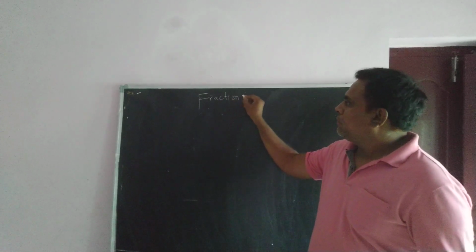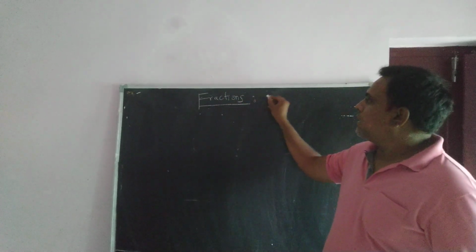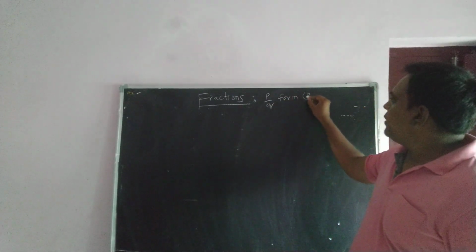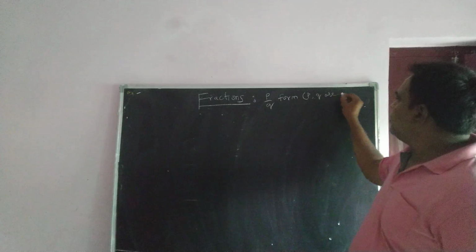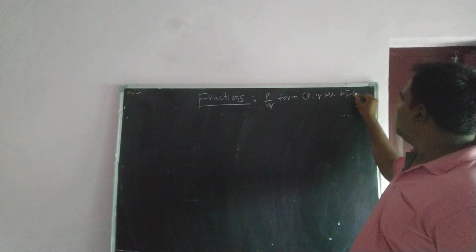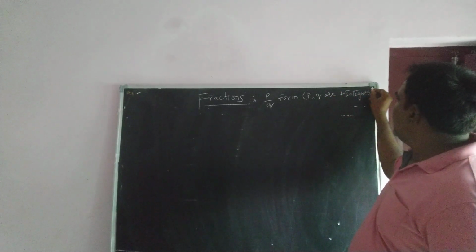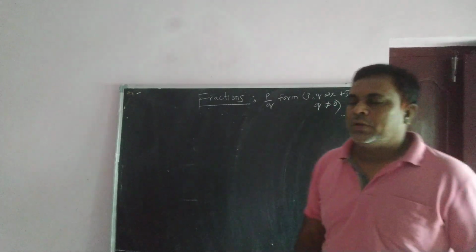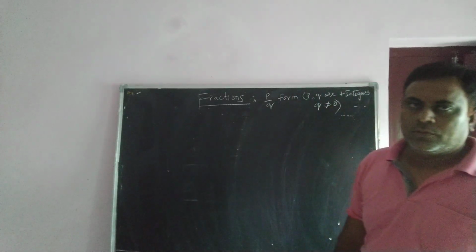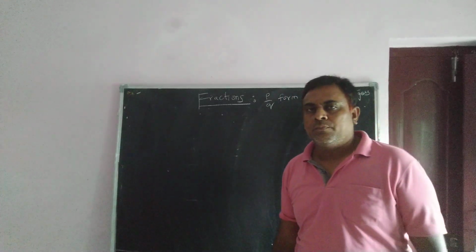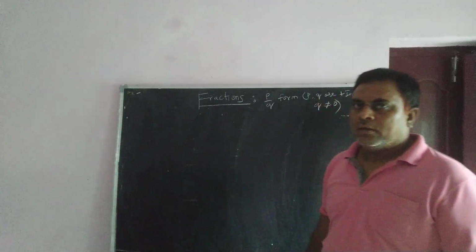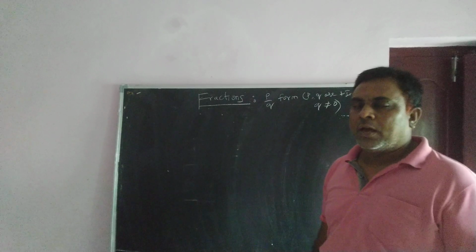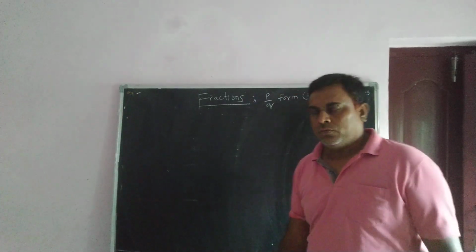Fractions are the numbers which we can write in P by Q form, where P and Q are positive integers and Q value should not be equal to 0. So such type of numbers are called fractions.